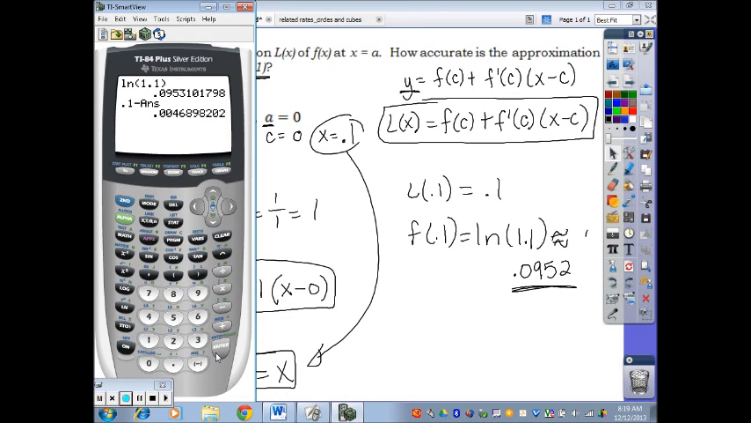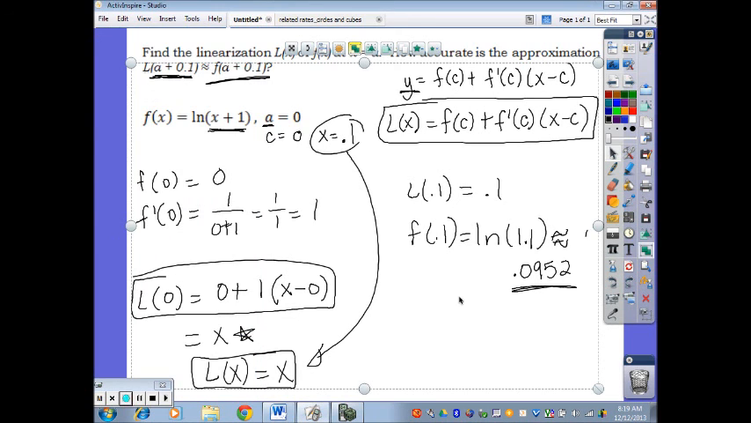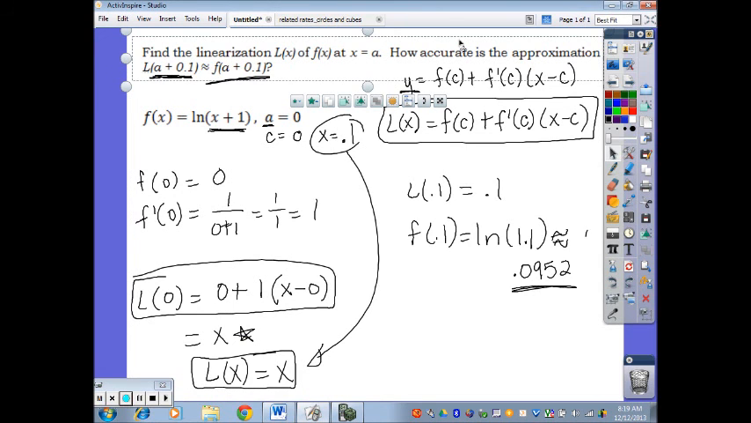And so that would be the process for finding the linearization and then taking that approximation and comparing it to the actual function.